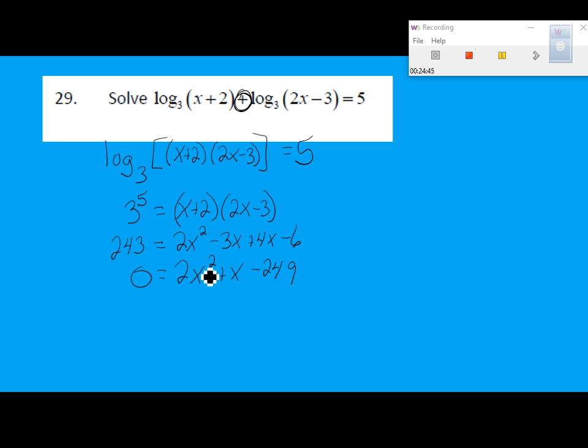So yeah, I'm not going to try to factor that. I'm going to go straight to the quadratic formula. So I've got the opposite of b plus or minus the square root of b squared minus 4 times a times c, all over twice my a value, which would be 4.